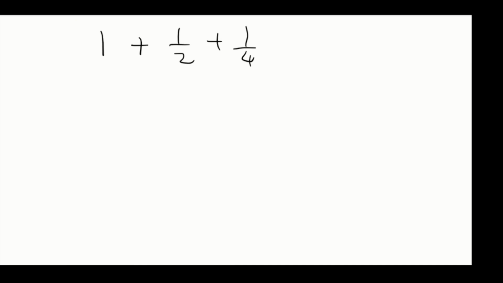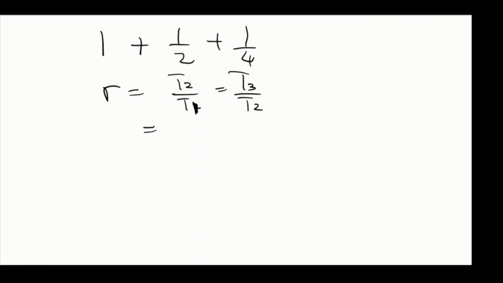These terms are in fraction form, which doesn't really define whether it's arithmetic or geometric. So let's first find the ratio of these terms and see whether or not they are geometric. T2 over T1 is equal to T3 over T2.